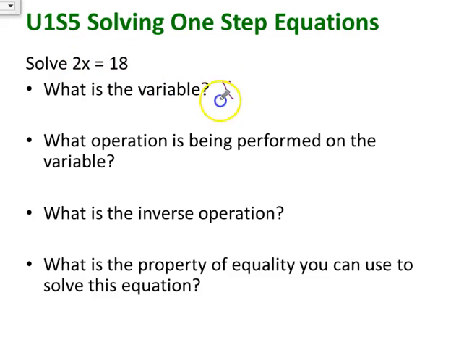So here, really quickly, what's the variable we're solving for? 2x equals 18. We're solving for x. I want to go down to the end. We can skip these steps. So if we have 2x equals 18, how are we going to get x all alone? What is being done to x? The operation being performed on the variable is multiplication. It's being multiplied by 2.